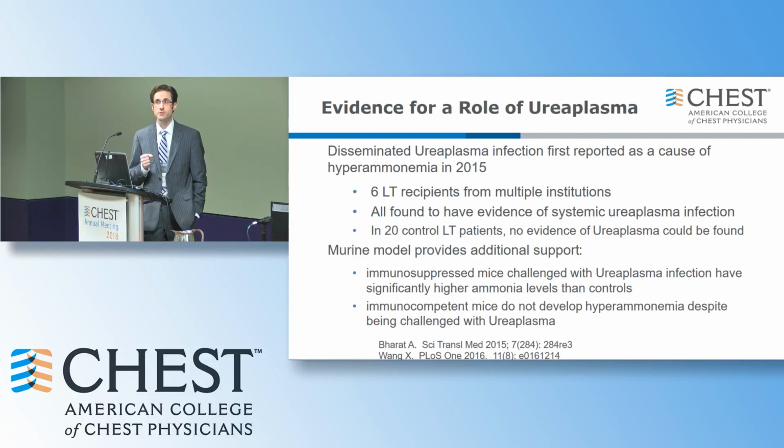And then in 20 control patients, no evidence of ureaplasma could be found anywhere on any cultures at all. Then in the following year, a mouse model was developed, providing additional support here. They took mice and gave them tacrolimus, mycophenolate, and prednisone, and then challenged them with ureaplasma. They found that those mice that were immune suppressed and challenged with ureaplasma had significantly higher ammonia levels than the control mice. And importantly, immunocompetent mice did not develop any hyperammonemia despite being exposed to the same challenge.